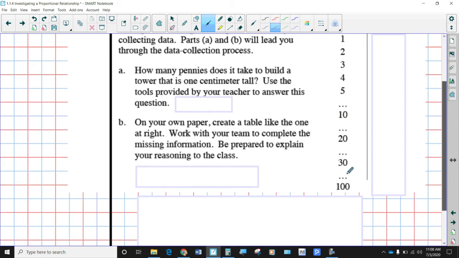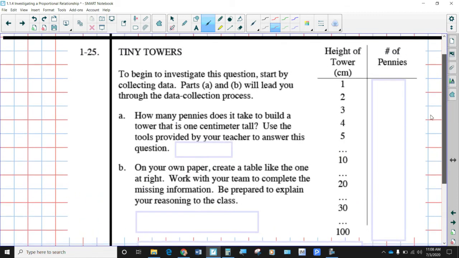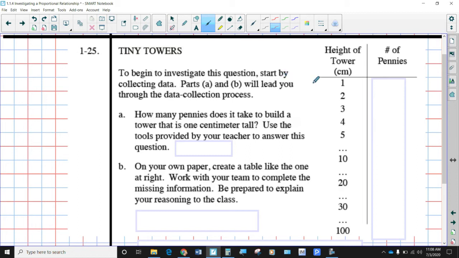You could do all of these and measure them, but you know, that can be kind of cumbersome with the pennies as well. So see if you can't come up with some kind of a strategy so you can fill out this entire table. Remember, you're writing down these measurements and you're finding the corresponding number of pennies. Go ahead and pause, and then come back when you've got everything filled in. Then we'll talk about these questions.